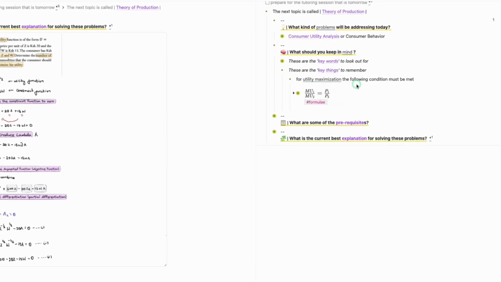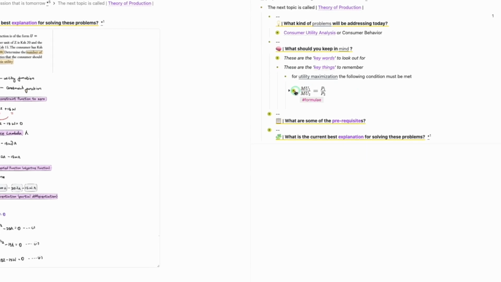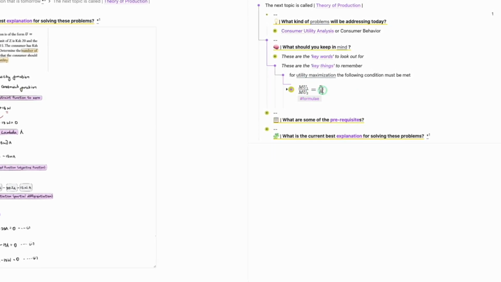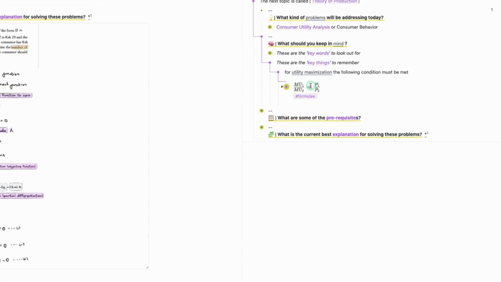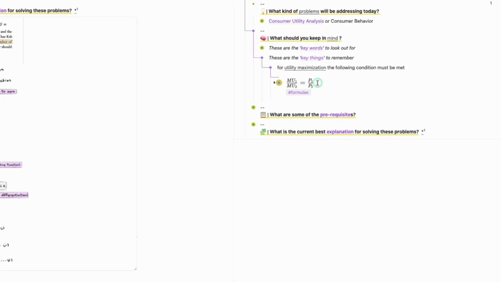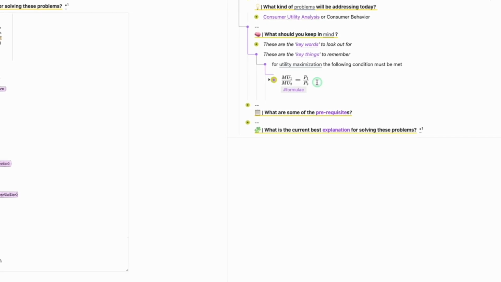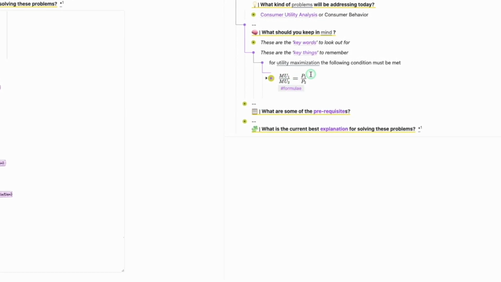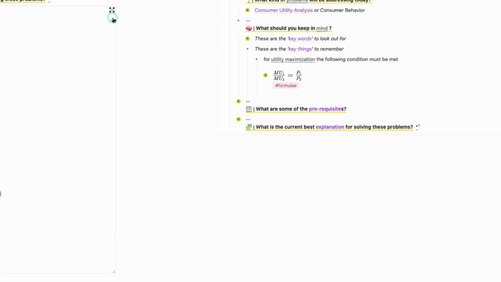For utility maximization, there is a condition that must be met. This is something that you should recall, which is essentially a formula that states that the marginal utility of one product divided by the marginal utility of a second product is equal to the price of the first product divided by the price of the second product. This is essentially something that you should be able to recall when you're solving such questions.